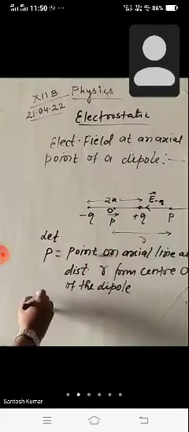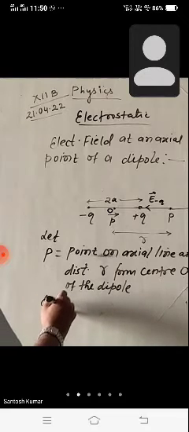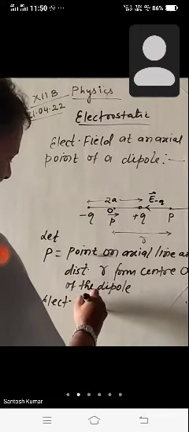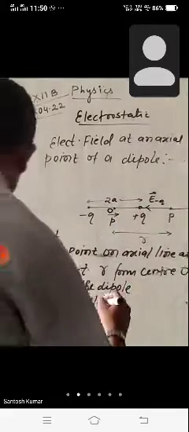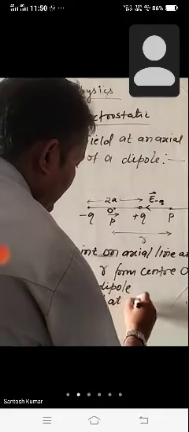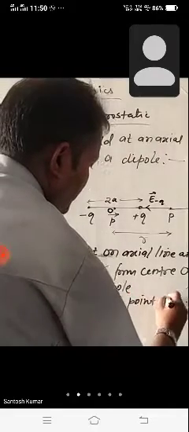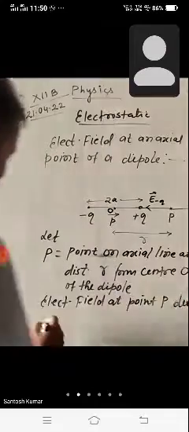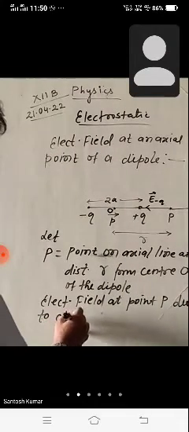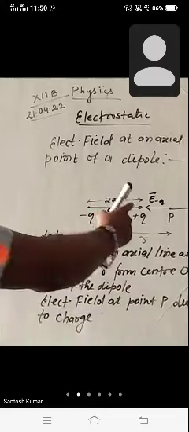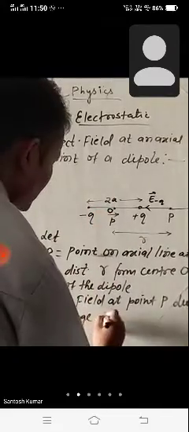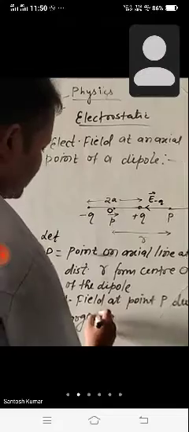So now you can write the electric field at point P due to charge Q. One by one, you have to write the values, due to charge minus Q.